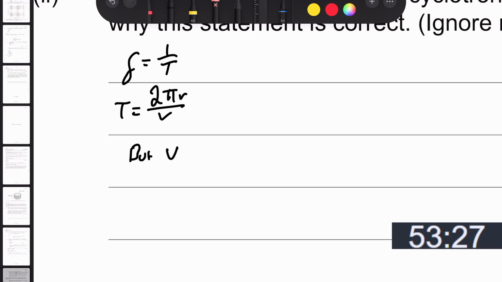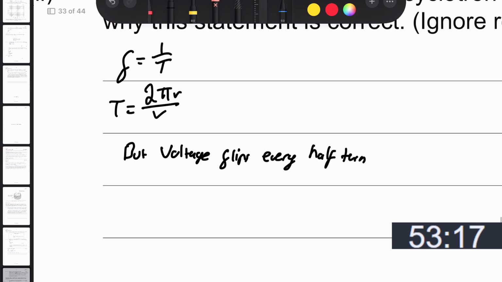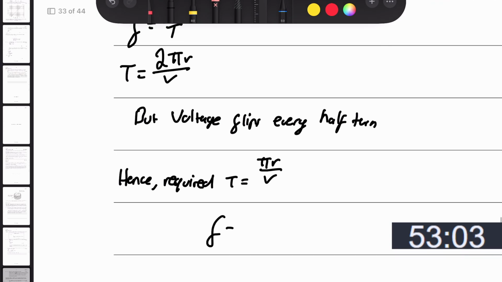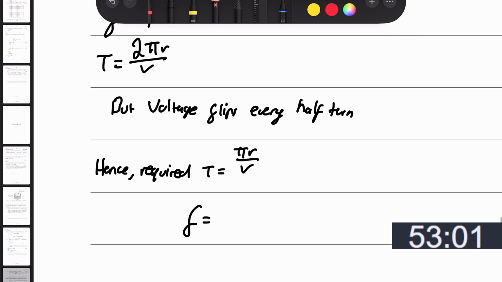F is about voltage flips every half turn. Therefore, I say hence, required T is equal to pi r over v. So then frequency is going to be the inverse of that, so velocity over pi r.